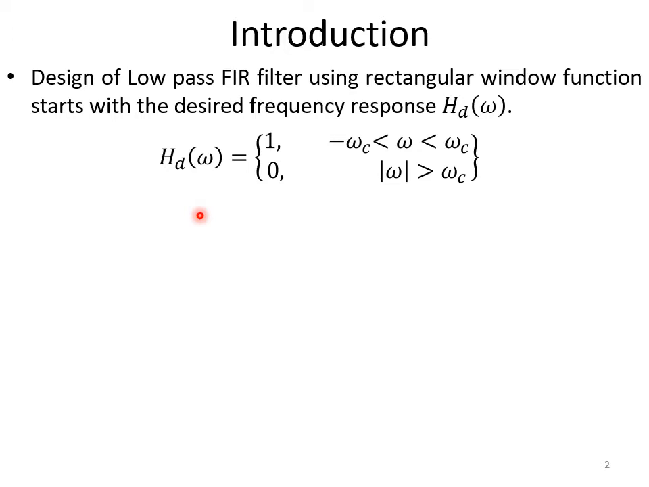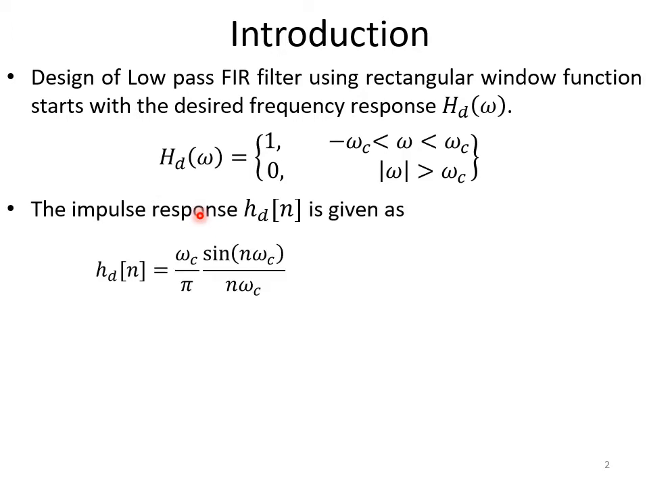This kind of response is called a brick wall response, and of course it is ideal. The real filter should look like the ideal response as much as possible. The impulse response of this filter is given by this equation. We can find this by simply taking the inverse Fourier transform of HD of omega.